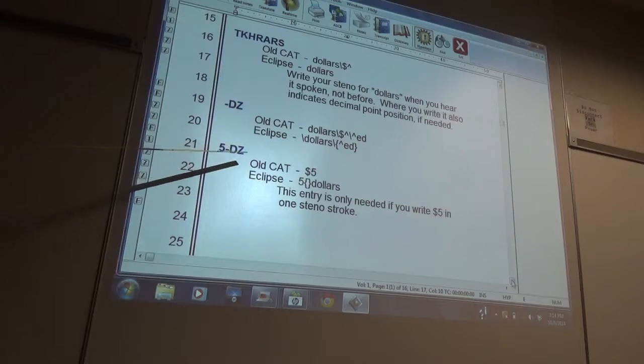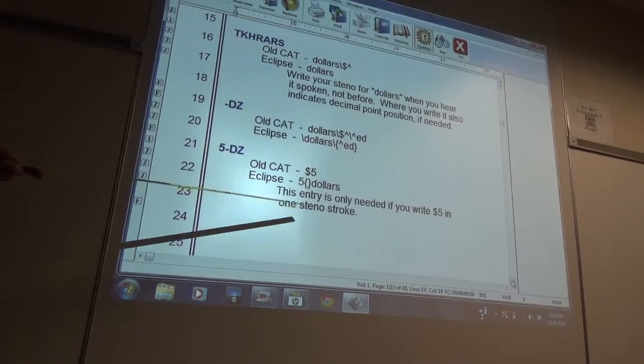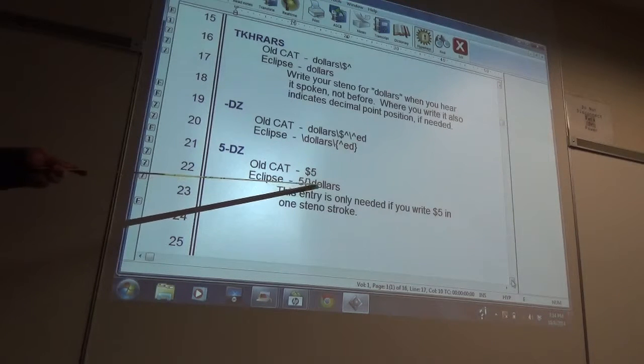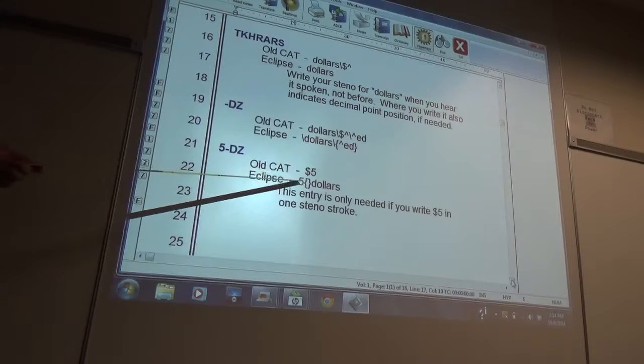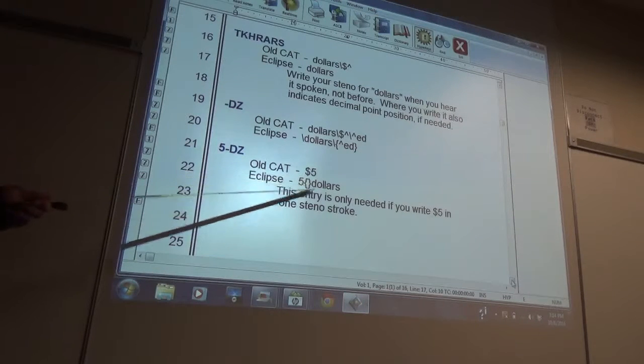So when you write $5, Eclipse already knows this entry is only needed if you write $5 in one steno stroke. Okay, so if you do it as one stroke, 5DZ, then this is the way that you need to define it. But if not, then it's just going to be FIVE, $5, and it's going to know to convert it. But if you write it in one stroke, then this is the way that you need to do it. All right?